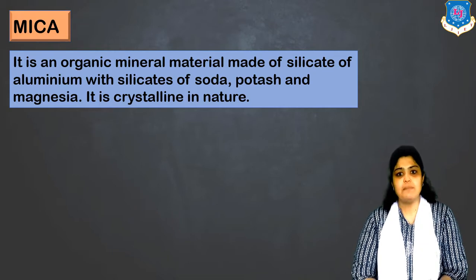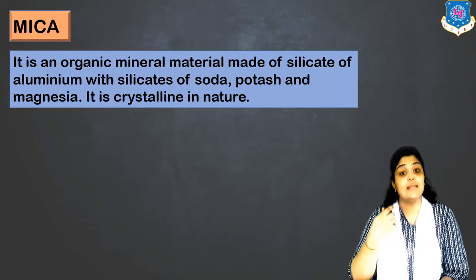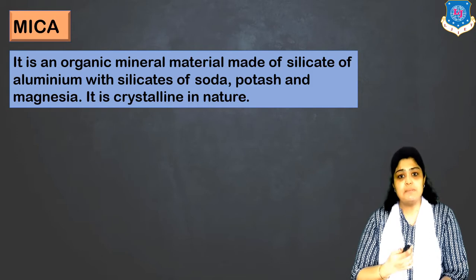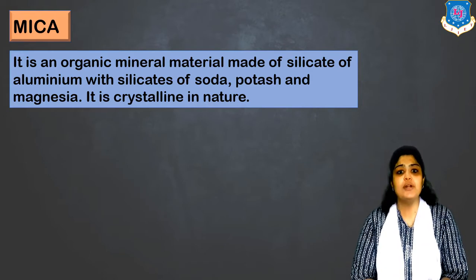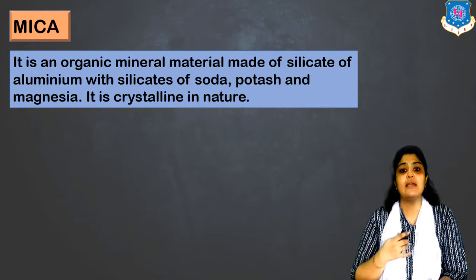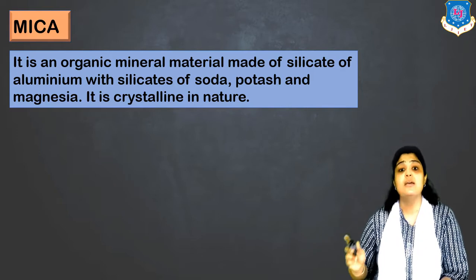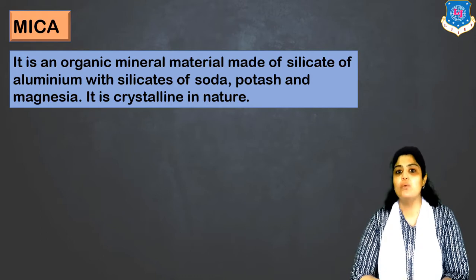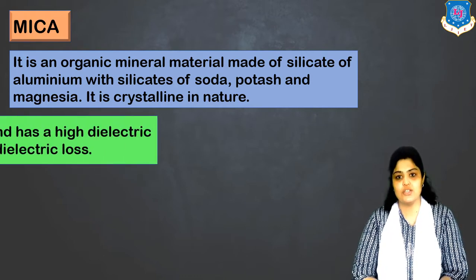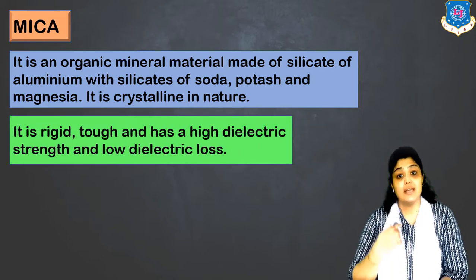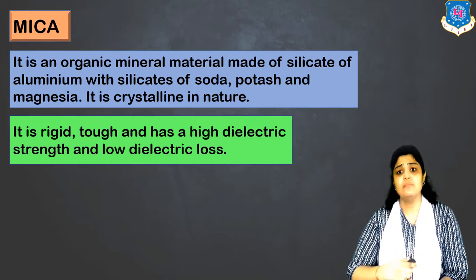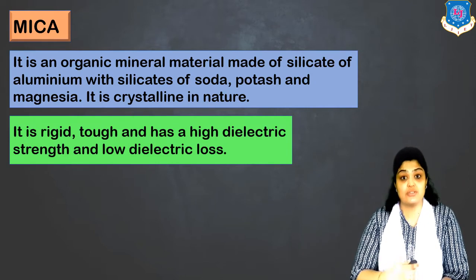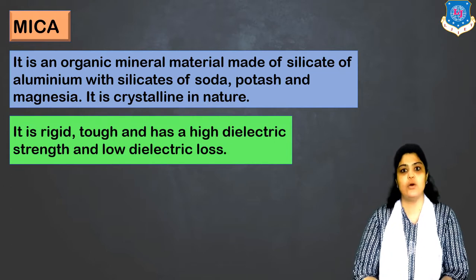Now mica is basically, you can say, a material made up of silicate of aluminium with silicates of soda, potash and magnesium. So sodium, potassium, magnesium combined with the silicates of aluminium gives us mica, which is crystalline in nature. It is not amorphous, so it is not a compound dielectric. It is crystalline in nature. This is tough, it is hard. It has a very good dielectric strength and low dielectric loss.